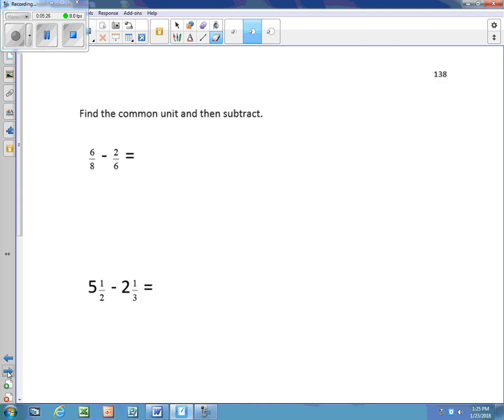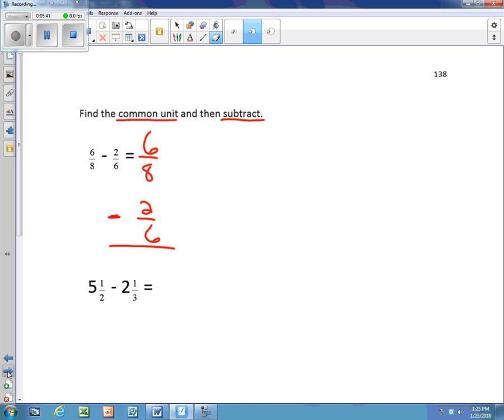Next, we're now doing the same thing where it says common units. This means the equivalent fractions, but this time we're going to subtract. So I'm going to make sure we pay attention that we're subtracting. So we have 6/8 minus 2/6. We have to make sure we remember to subtract.